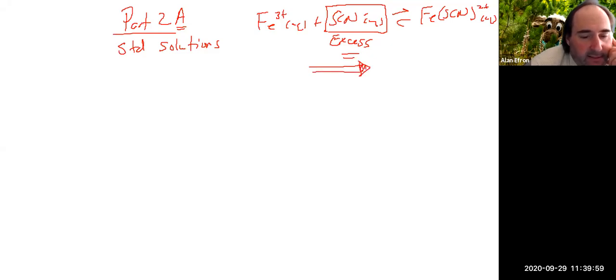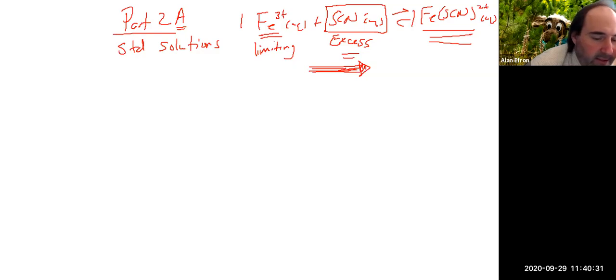And what that means is, in the way this was set up, the SCN minus is your excess reagent. That means that by default our limiting reagent is going to be our iron 3 in part A of this experiment. And that's important because, by the way this experiment is set up, we're essentially going to force everything to go to the right. And what we know is it is a 1-to-1 relationship between the iron 3 ion and our product.